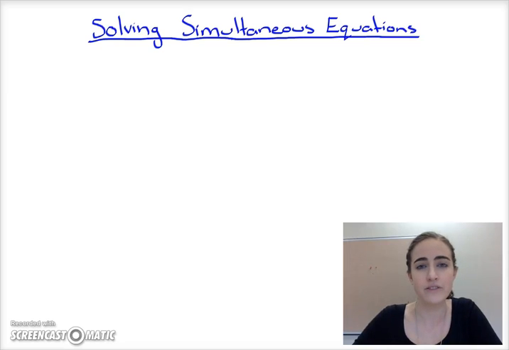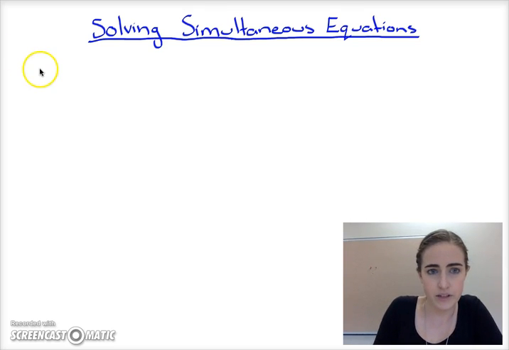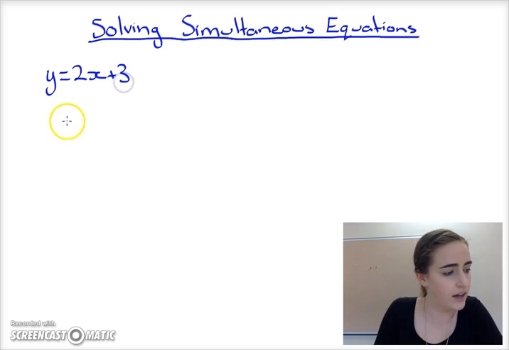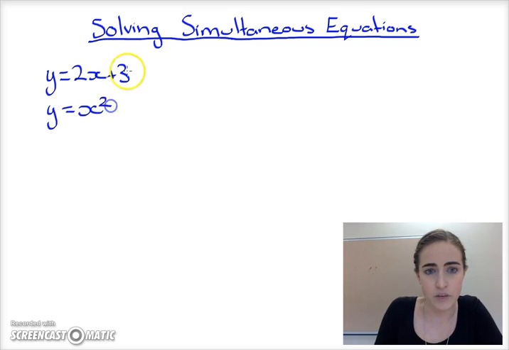In this video, I want to have a look at algebraic methods for solving simultaneous equations when one equation is linear and the other one is not. So it can be a circle, a parabola, any sort of curve. Our first example: our first curve is y equals 2x plus 3, and our other curve is y equals x squared. So we have a straight line and we have a parabola.